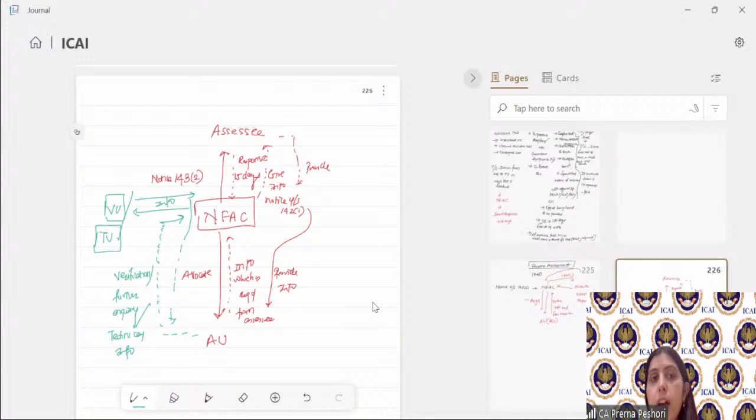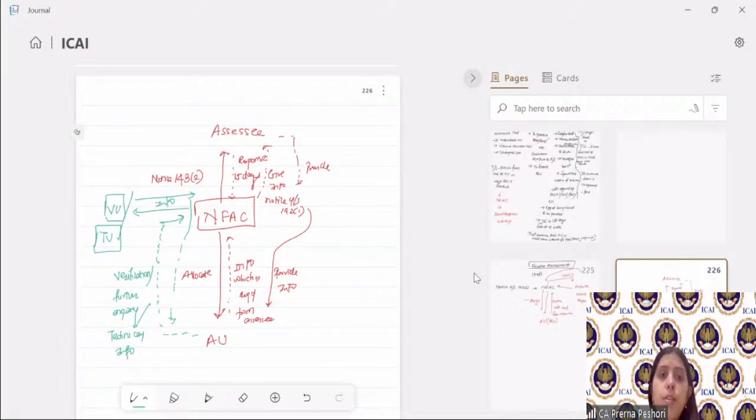Now, once the AU has all the information, then in that case, the AU will carry out the assessment.